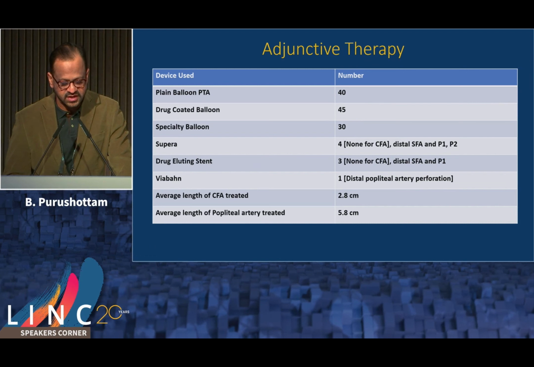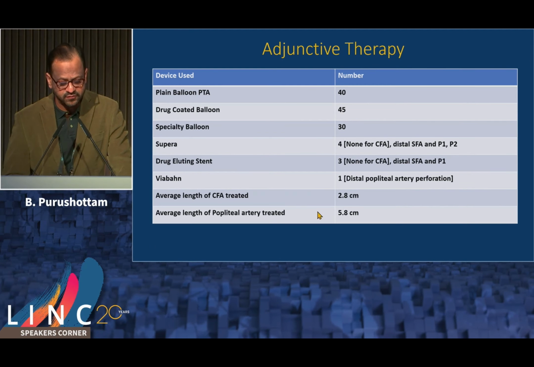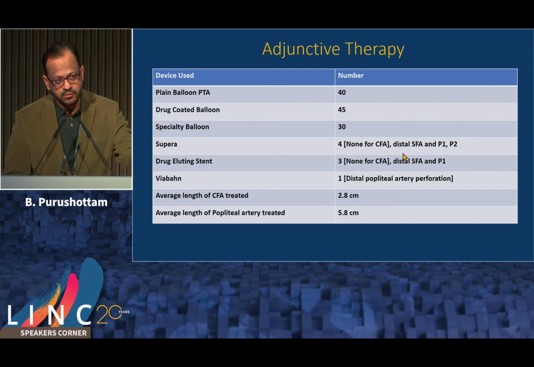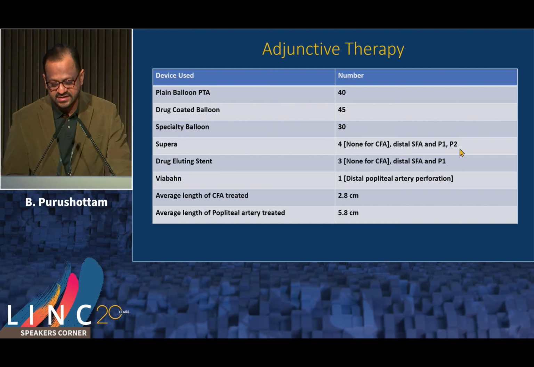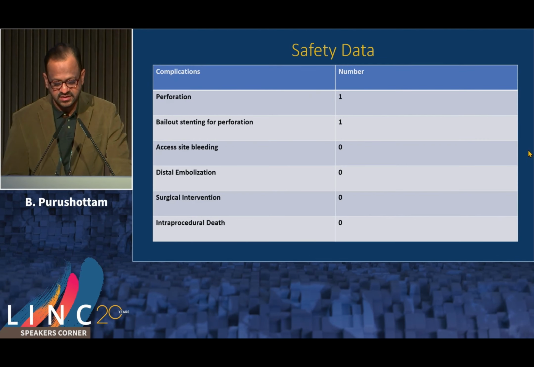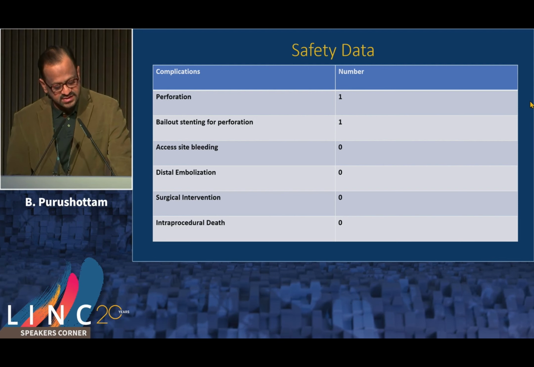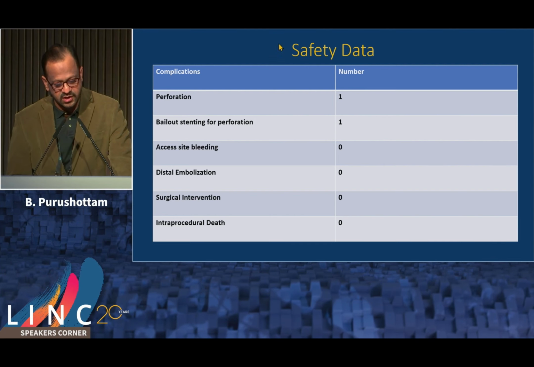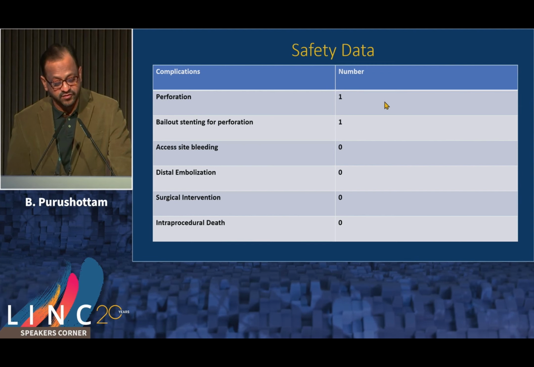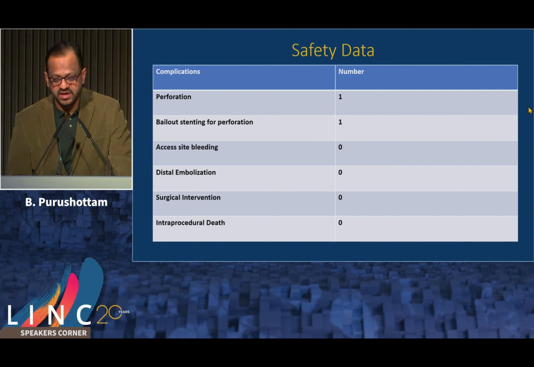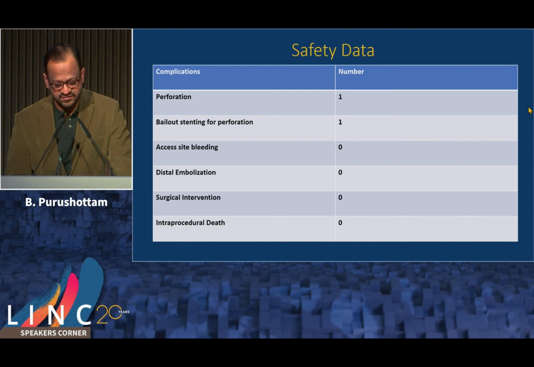These were the adjunctive therapies. One patient had a perforation who ended up getting a Viabahn. Most of the others who got stents and drug-eluting stents were predominantly for the distal SFA involving the P1 segment, and one patient did get a stent in the P2 segment. This is the safety data, which to me is important, especially for a high-risk patient population: we had only one perforation, which did require bailout stenting. Interestingly, I did perform IVUS on this patient, and there was one spot which looked suboptimal, but maybe I was not careful enough when advancing the device.